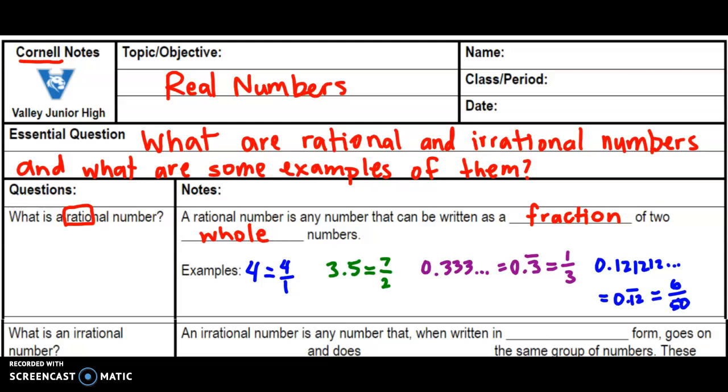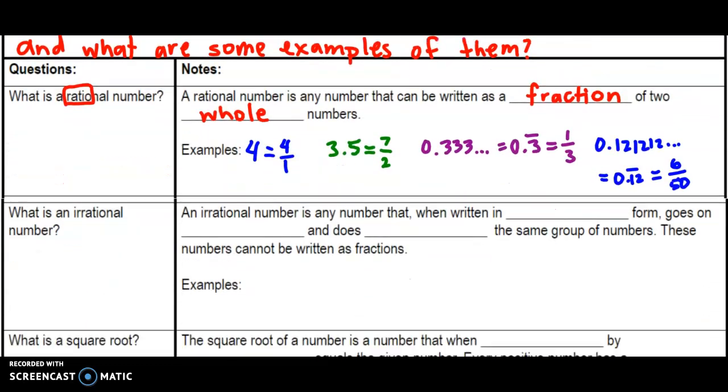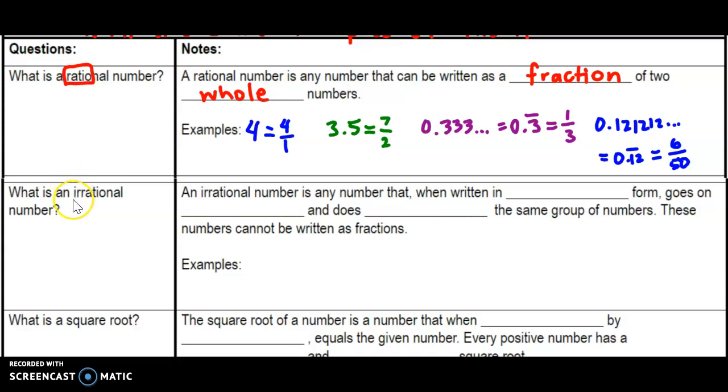The next type of number that we have is called an irrational number. Anytime you have ir at the beginning of something, that just means not. So this means not rational numbers. An irrational number is any number that when written in decimal form goes on forever and does not repeat the same group of numbers. These numbers cannot be written as fractions, because they're not rational, so they can't be written as a ratio.